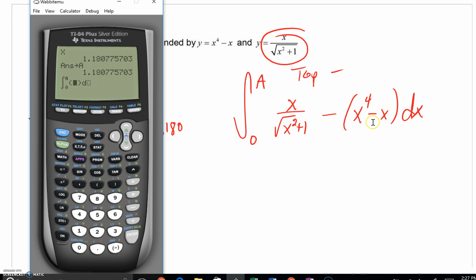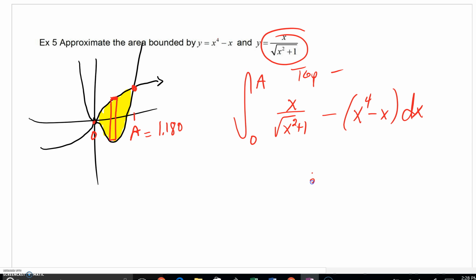Now, I could retype all of this, but y2, the second function that I typed in, is what I really want to hit. I'll press vars, yvars, hit function, and bring down y2. That's my top. The bottom is vars, yvars, function, y1. And now I can work out very quickly that the area is roughly 0.785.